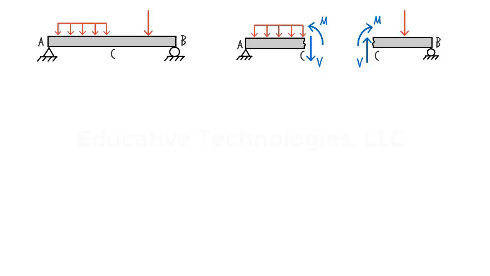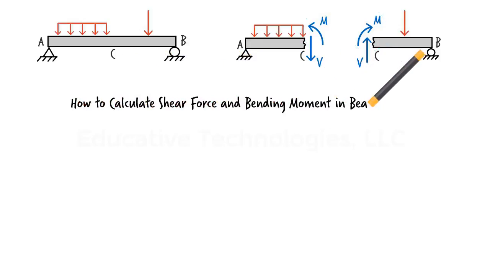The same is true for the bending moment at C. The moment for the left segment is drawn in the counterclockwise direction, whereas for the right segment, it is drawn in the clockwise direction. Since both moments have the same magnitude, their algebraic sum, therefore, is 0. Now, let's see how we can calculate shear and moment at a point in a beam. The procedure is rather straightforward.